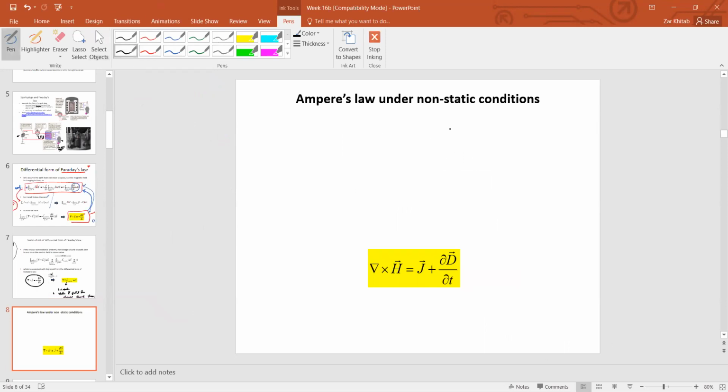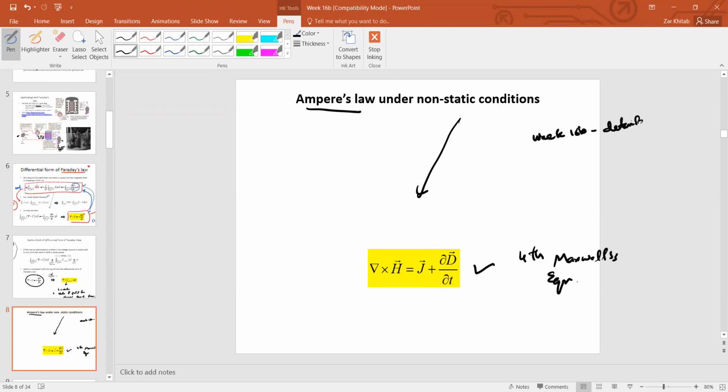Now, I have intentionally removed the derivation of this fourth Maxwell equation. I will upload a second file with today's file by the name of week 16 be detailed. In that file, you will find the derivation of this fourth Maxwell equation. However, it's very much similar to the third Maxwell equation.